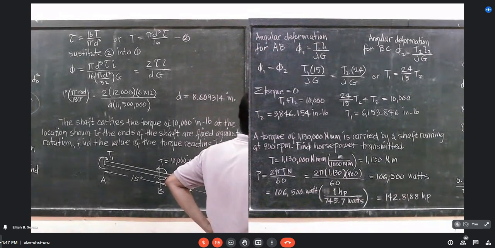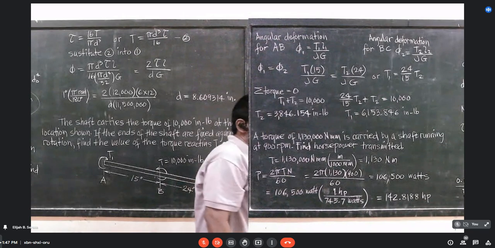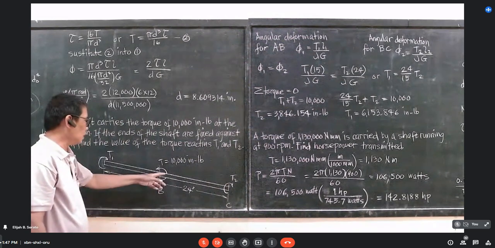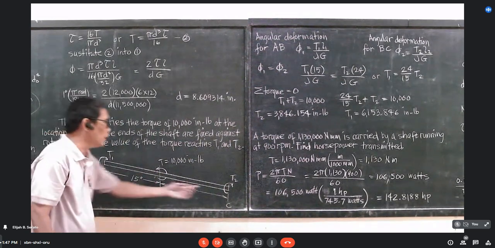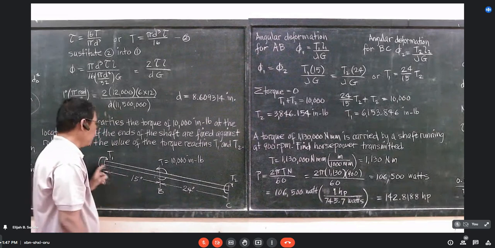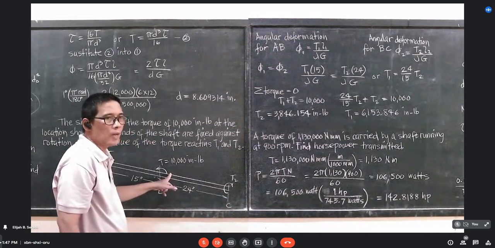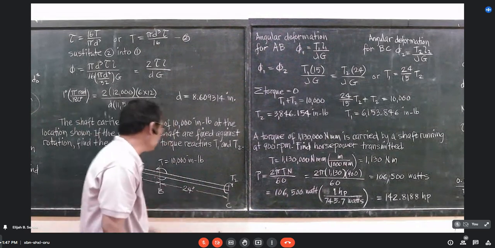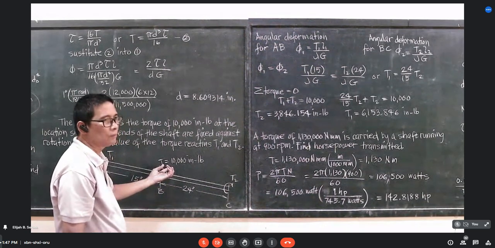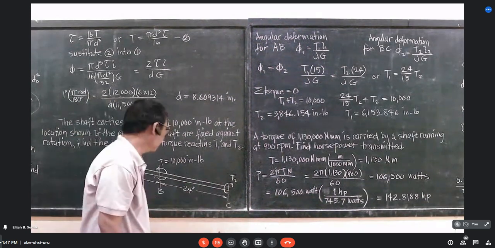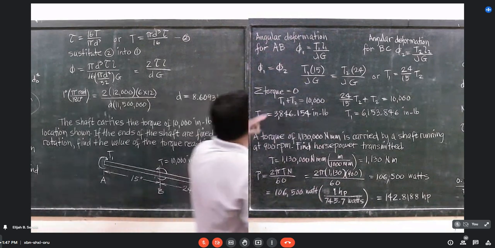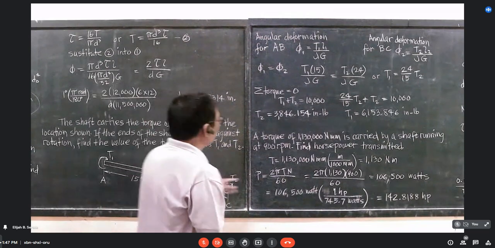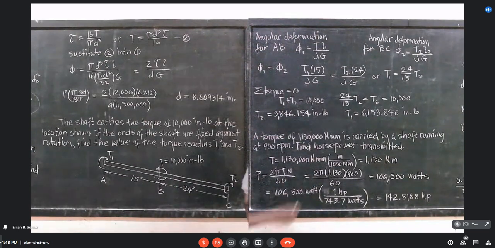Next, we say that the sum of the torques, this is the total torque that is causing these two reactions. Meaning, the sum of these two will be equal to the acting torque. The sum of the reacting torques is equal to the acting torque. They are reactions. So we say T1 plus T2 is 10,000 inch pounds. I forgot to put the unit, inch pound.